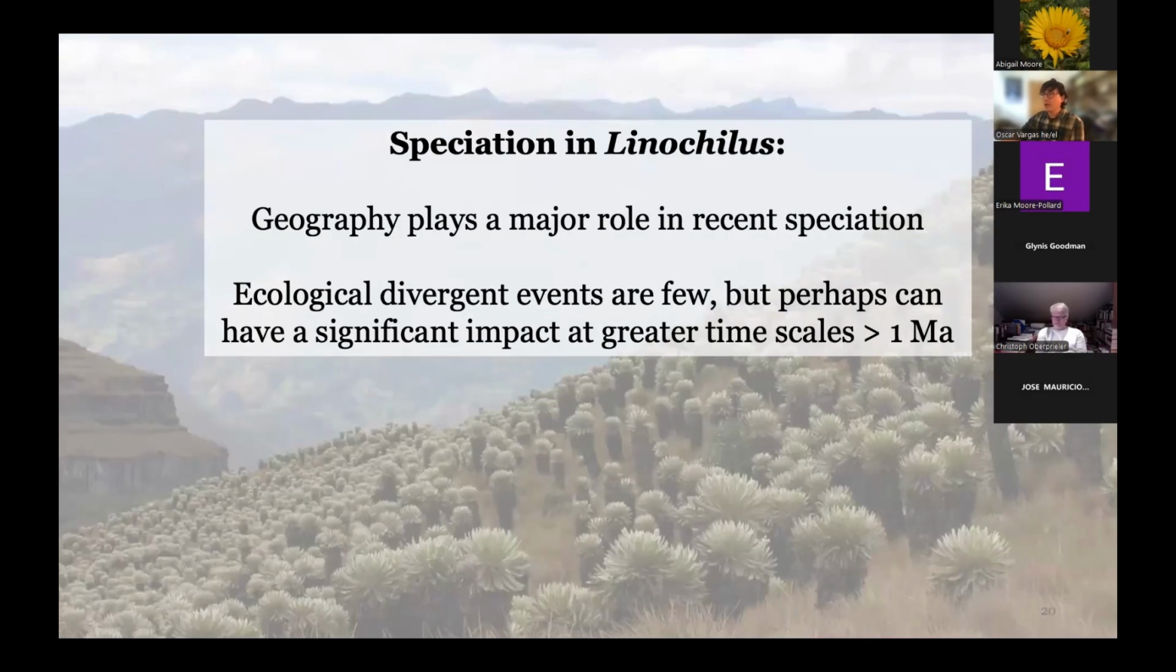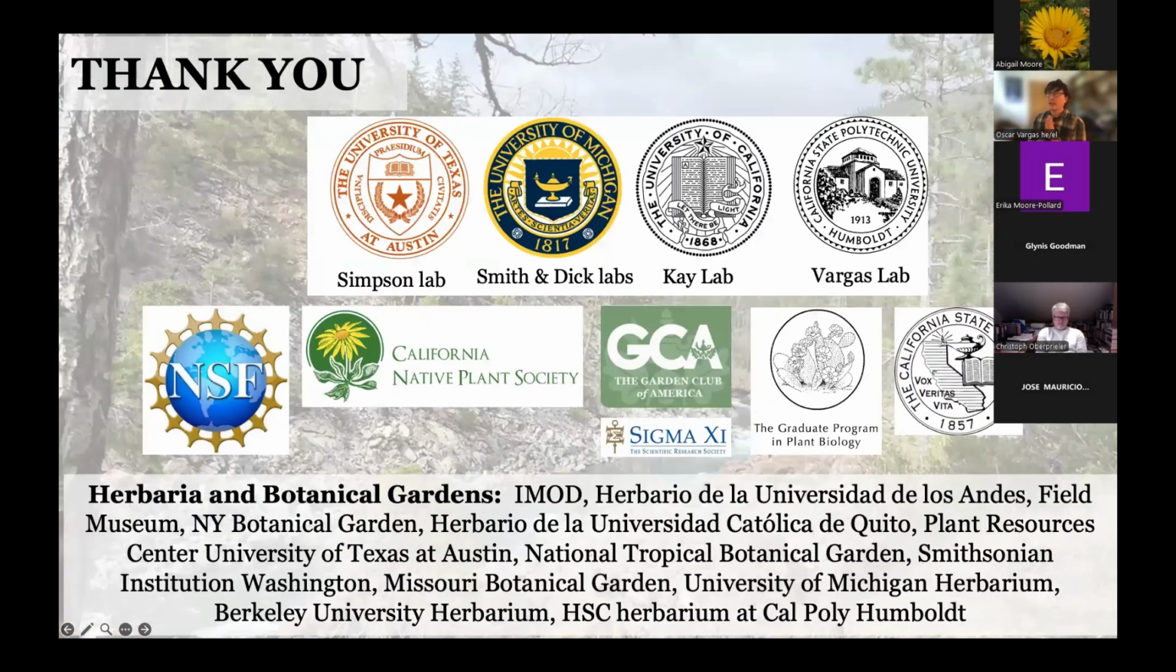Okay, I think I'm running out of time, so I'm just going to stop here and say that geography plays a major role in recent speciation, and ecological divergence events are few, but perhaps they can have a significant impact on greater time scales. So I'm going to stop here and see if you all have any questions.